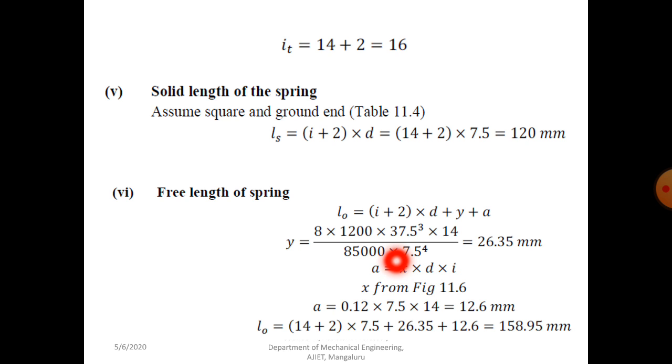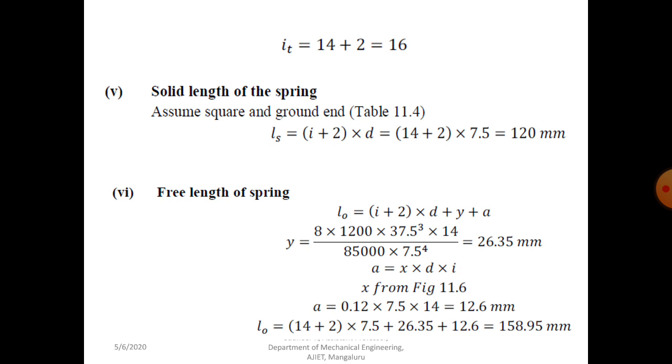C value is 5, that is given in the problem. Based on the c value you can find the x value from figure 11.6. So the x value becomes 0.12 into 7.5, where 7.5 is nothing but the diameter of the wire, into 14. 14 indicates the number of active coils in the spring. So you'll get a value, a, which is nothing but the total clearance between the working coils.